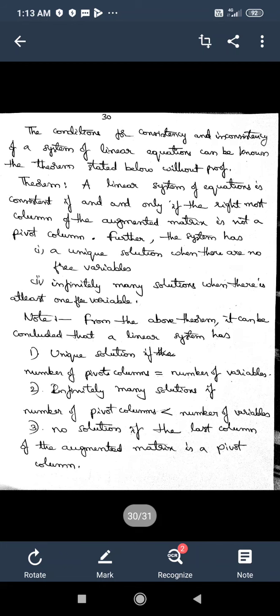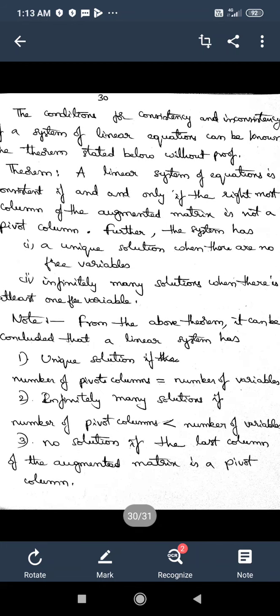The first point of the note says that the given linear system has a unique solution if the number of pivot columns is equal to the number of variables. If the number of pivot columns and the number of variables are equal, then we can say that the system is consistent and has a unique solution.